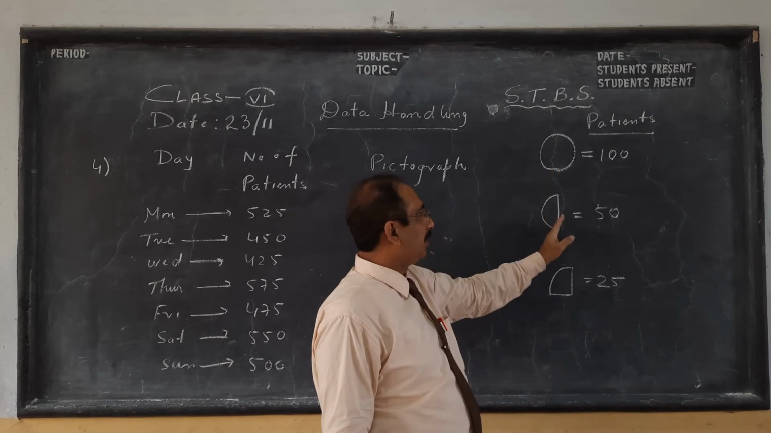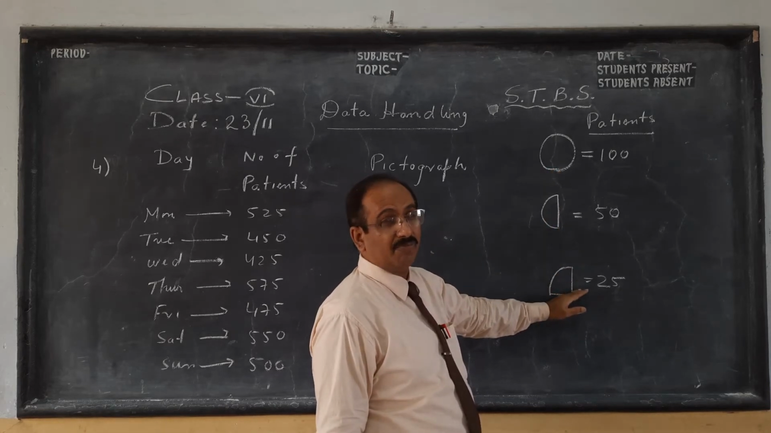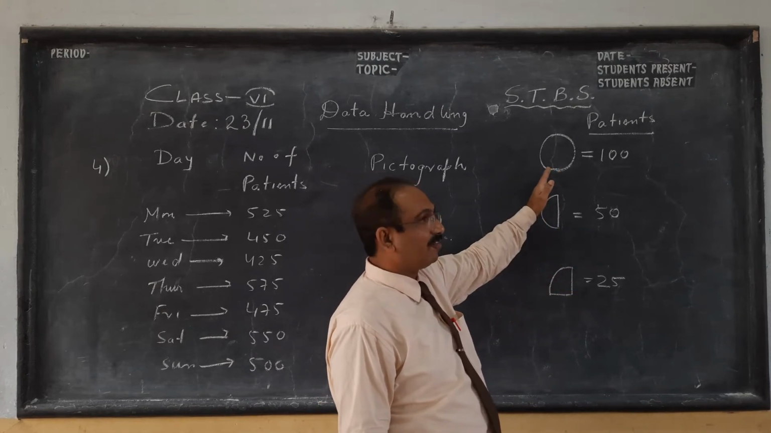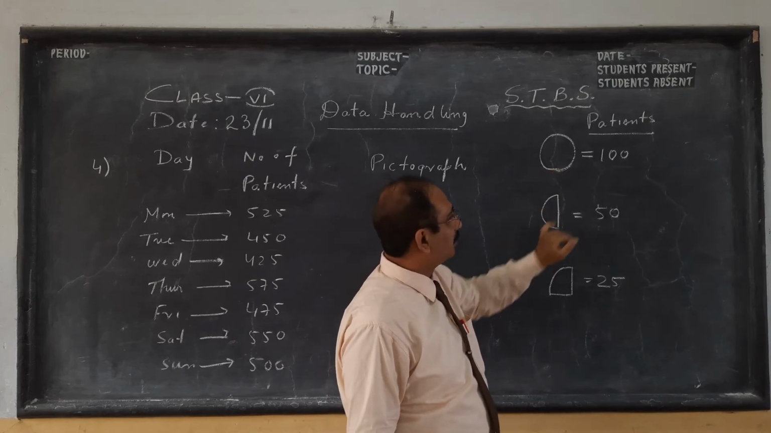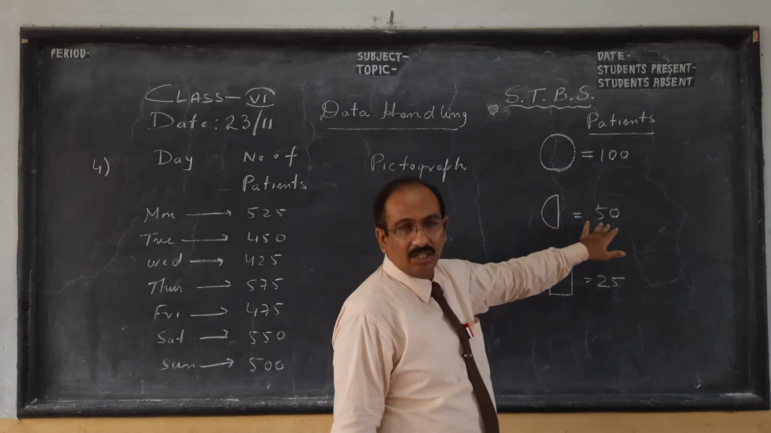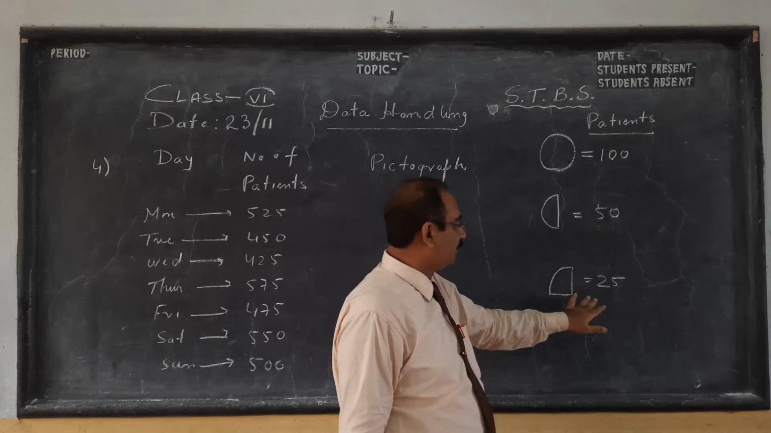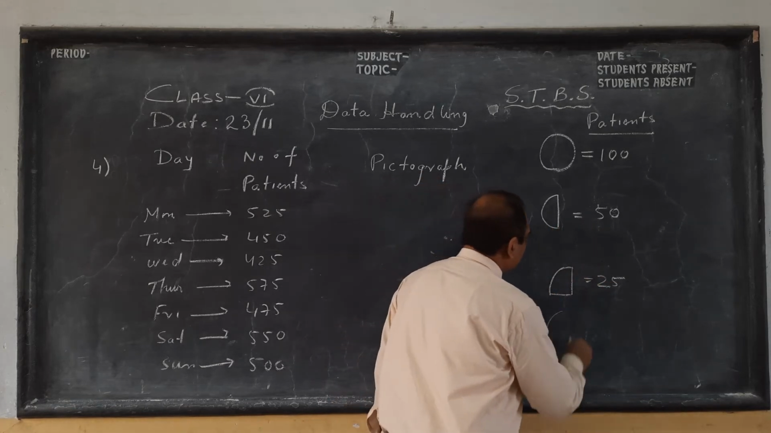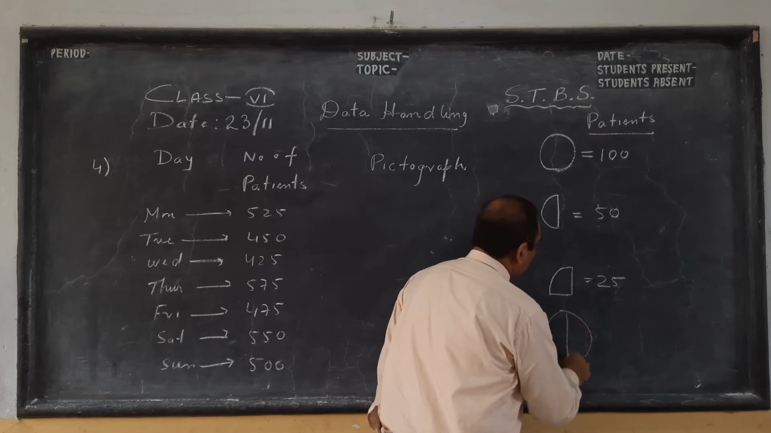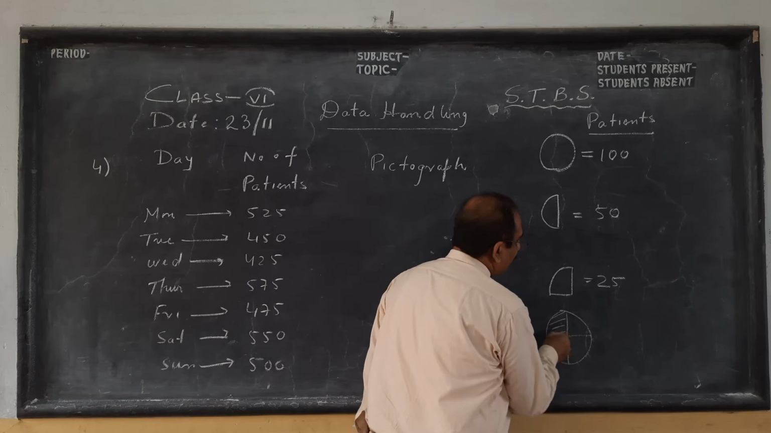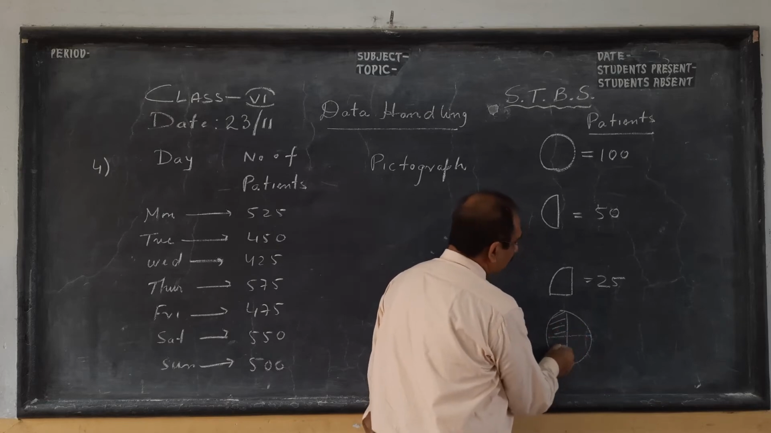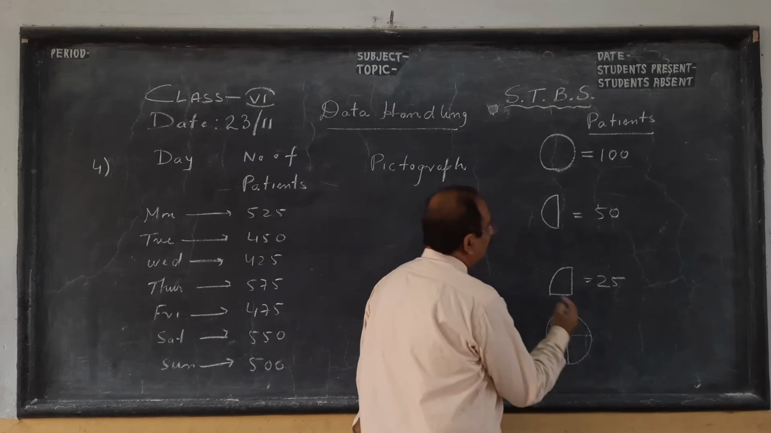you could have drawn one human being, but again half and 1/4 would have been difficult. So one human being's half you can try, but 1/4 will be very difficult. So take one circle as 100 patients, semicircle, meaning half of the circle, as 50, and 1/4 of a circle. So this is nothing but 1/4 of the circle. Half of the circle you take as 50, and this is 1/4. 1/4 means 25. Half is 50, and full is 100.